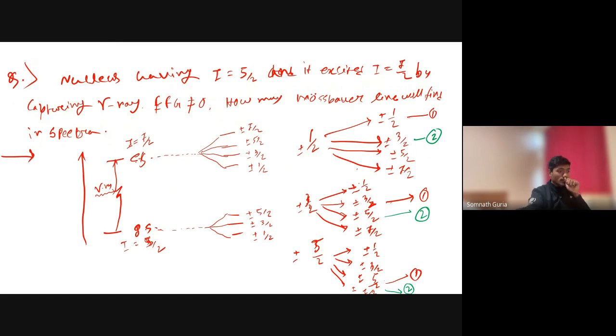Now another is that we have this half to 5 by 2. The energy gap between this plus minus half to this 5 by 2 and the plus minus 3 by 2 to 7 by 2 are the similar. So we have this 3. This one will be the 3.